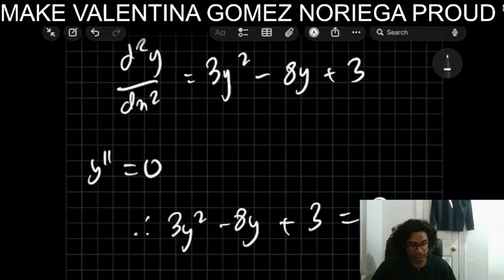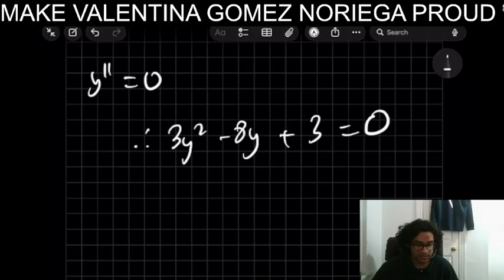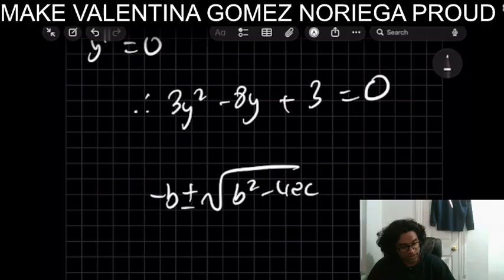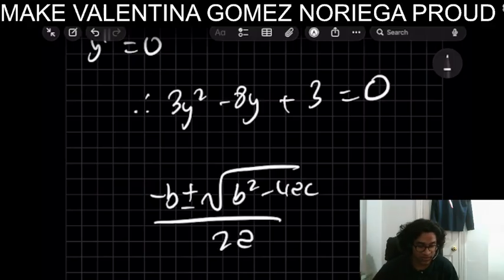And now we're going to solve the quadratic, 3y square minus 8y plus 3. What was that equation? Minus b plus minus square root of b square minus 4ac divided by 2a. So you're going to have 8, 64 minus 36. What is 64 minus 36?